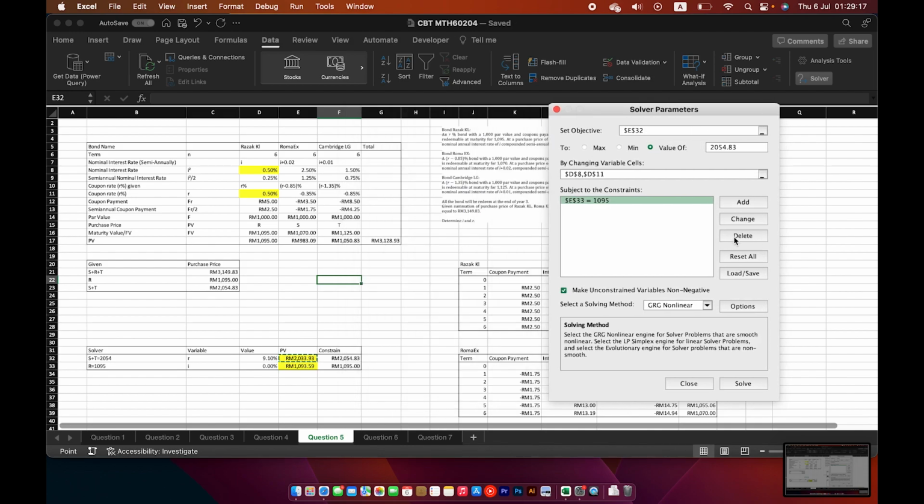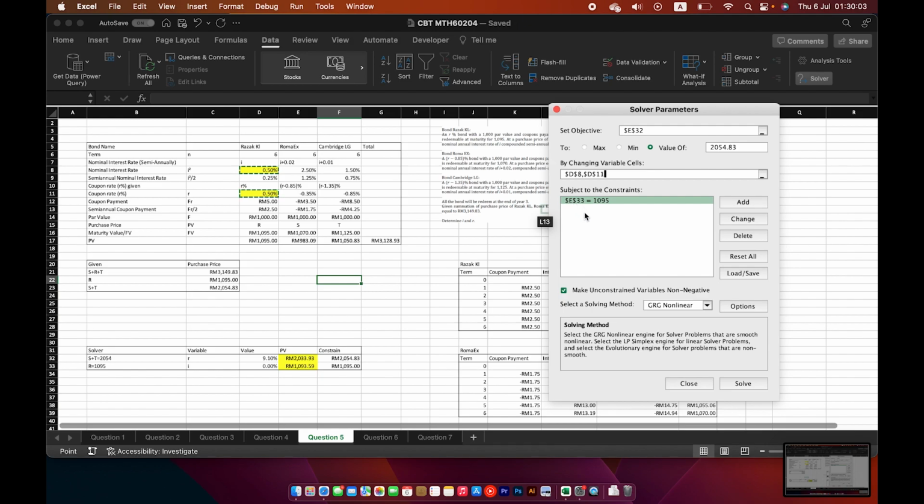In this Solver parameter, we are going to set the objective to E32. E32 is an equation of S plus T. That means Roma EX and Cambridge LG PV, there are two PV summation, and we are going to set this column value to 2054.83, and by changing variable cells of this, which is the I, and D10, which is the R.